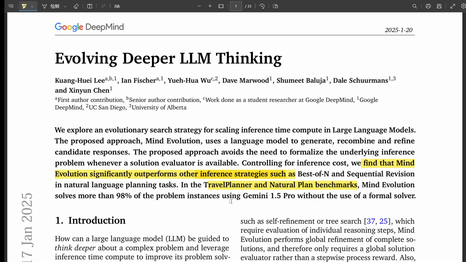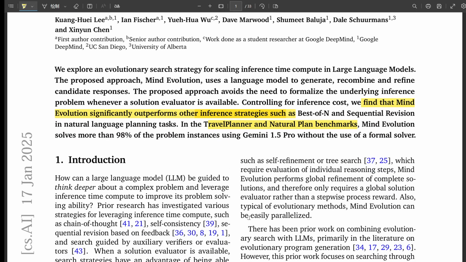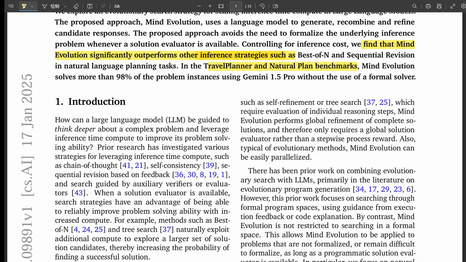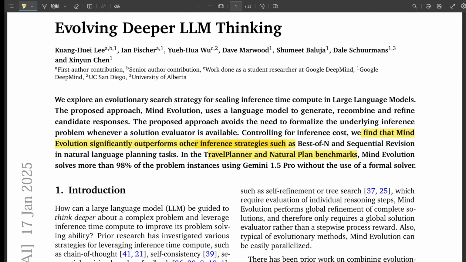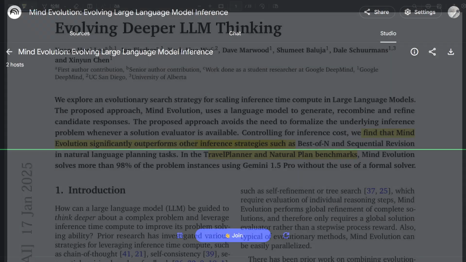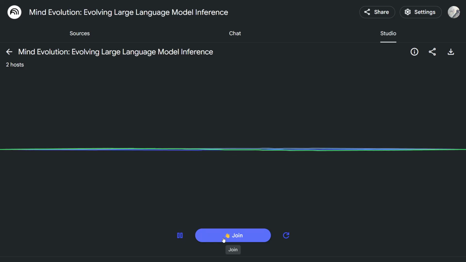All right, listeners, get ready for a deep dive. Today, we're going to explore the fascinating world of large language models, LLMs. You know, those powerful AIs that seem to be everywhere these days. But here's the twist. What if, instead of just making them bigger, we could make them think deeper? That's exactly what we're going to unpack.